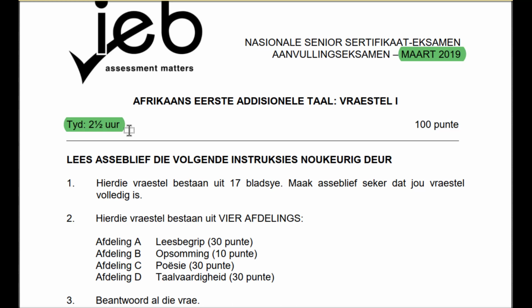Paper 1 is usually between 2 and 3 hours in length.